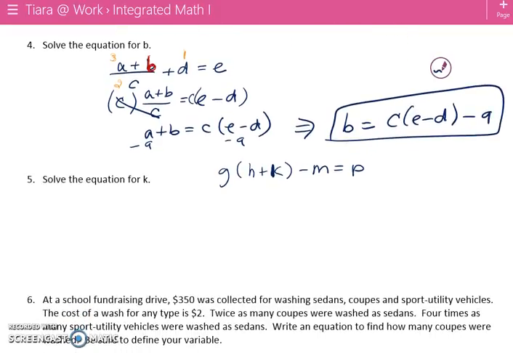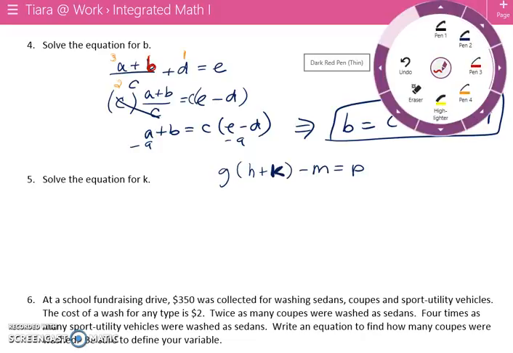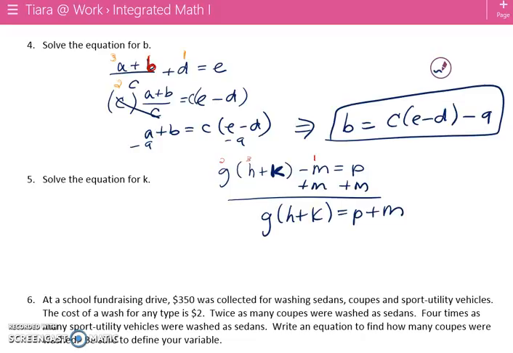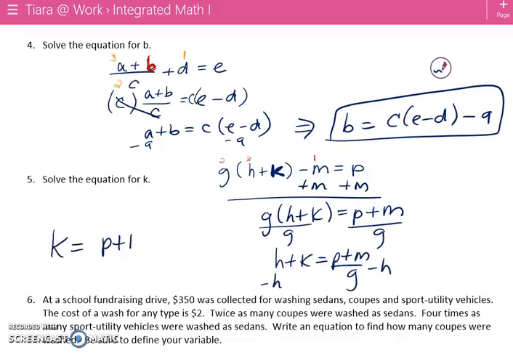All right, this time we're going for k. So let's think about everything we need to get rid of: the m, h, and g. That's a negative m. I'll get rid of that one first. Then the g, then the 3. So I'll get rid of m by adding it. Get rid of g by multiplying it. Get rid of h by subtracting it. So k equals p plus m, over g, minus h.